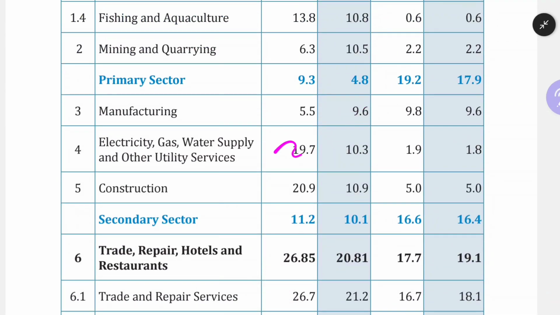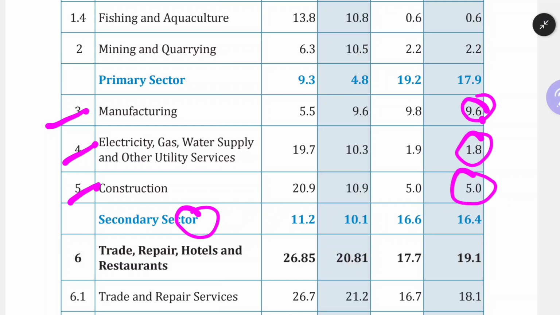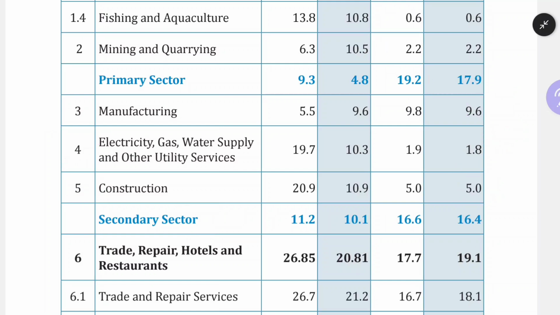So when we come to manufacturing, the secondary sector includes manufacturing, electricity, gas and water supply, and construction. Here also, the subsector that contributes the highest to the secondary sector is manufacturing at 9.6%, followed by construction, and the least contributor to the secondary sector is at 1.8%. Whenever you are reading the sectoral growth rate, it is important to read the latest data. But if they want to make it a little harder, they will ask you the increase or decrease. So you also have to know the increase or decrease, so you can crack it. So this decreased, this decreased, again this remains the same.